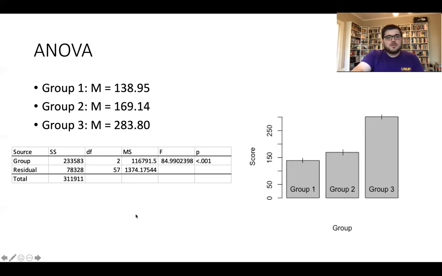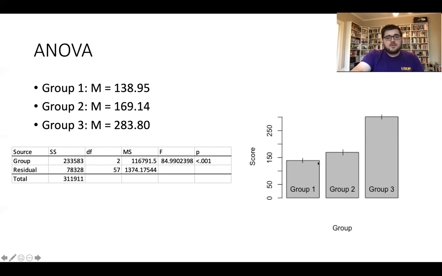So I'm going to go with another example. We'll have 3 groups instead of 2. That means you'd need to do an ANOVA instead of a t-test. So we have our first group with the same sample mean as before, 138.95 for group 1. I used to call it the control group; I'm going to call it group 1 now. Group 2, which I used to call the experimental group, is now 169.14. And then I've got this third group that's way higher than all the others at 283.80.